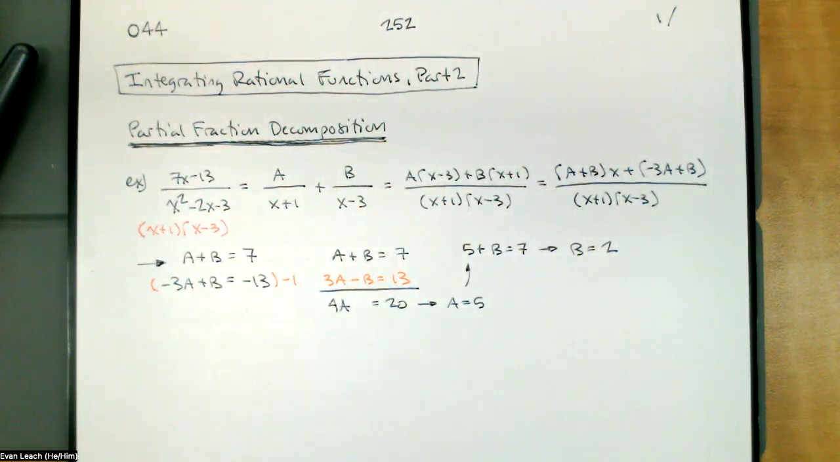Each factor of the denominator contributes a term to the decomposition. So x plus 1 is a factor. That's one of our terms with a denominator of x plus 1. x minus 3 is a factor. That's got to be one of the terms in our decomposition.